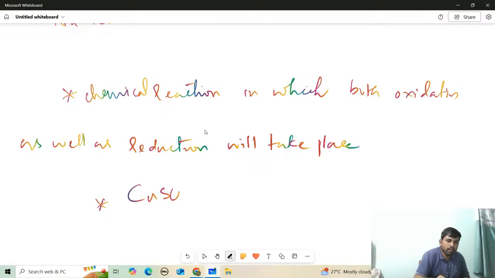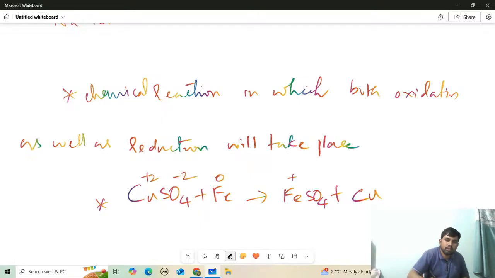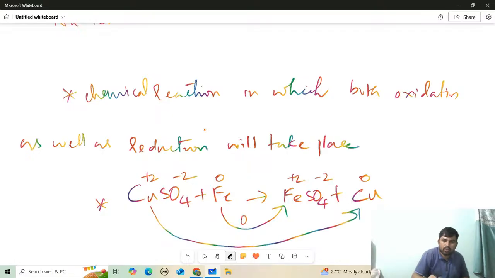Okay, what about this displacement reaction here? Copper sulfate is there. We added Fe and it becomes FeSO4 plus copper. What kind of reaction is this? Copper here is plus 2, this is minus 2, this is 0. So from here to here there is an increase in the charge, I can say it is an oxidation. Here to here, plus 2 to 0, again I can say reduction. So both processes are taking place in the reaction. That's why these kind of reactions are called redox reactions.